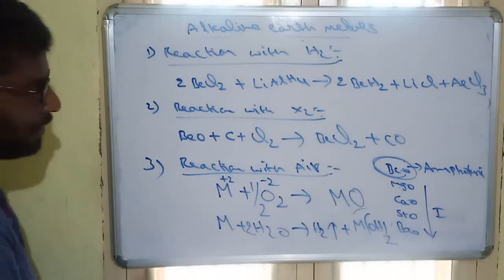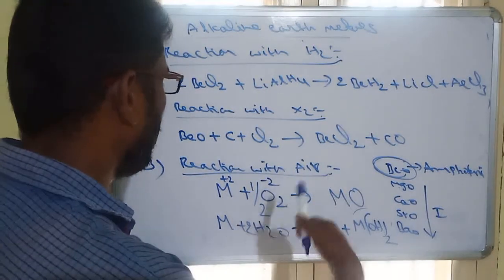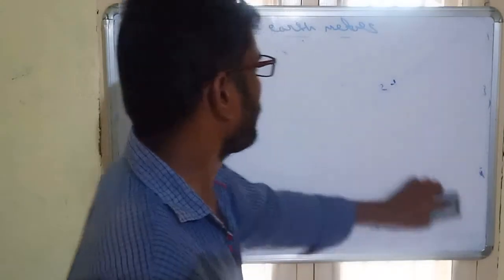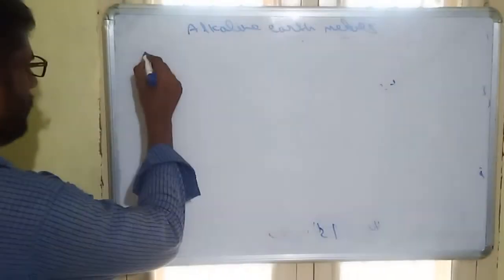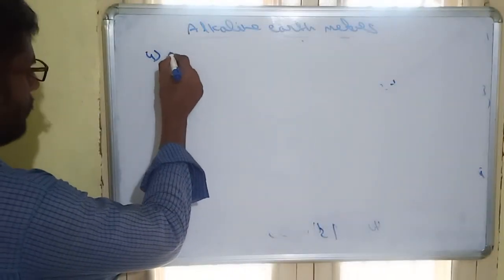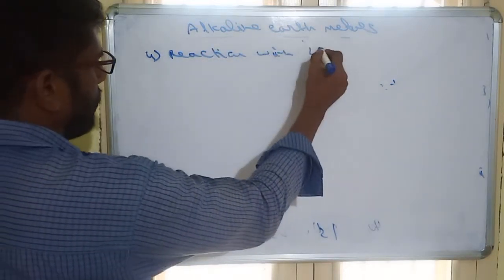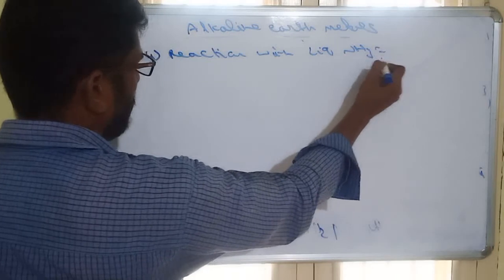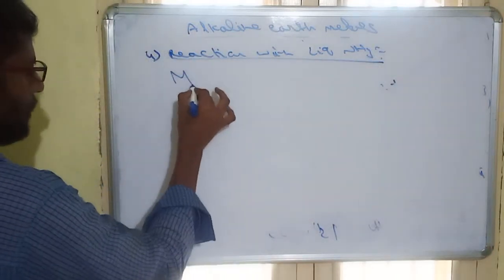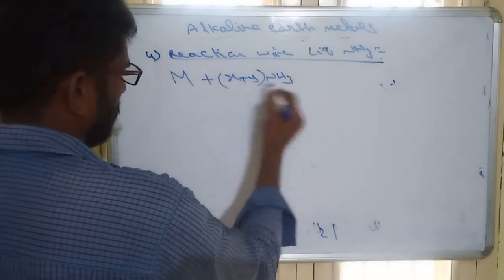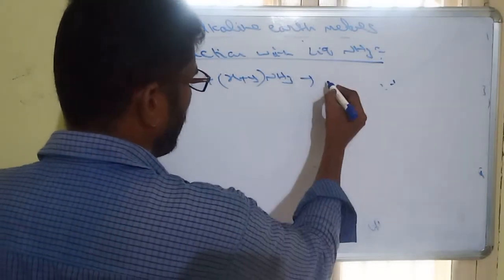So these are some chemical properties with hydrogen, halogen, air and water. Similarly, there is also the reaction with liquid ammonia. Here the metal combines with x plus y moles of ammonia. Here the metal will form a charge of 2.